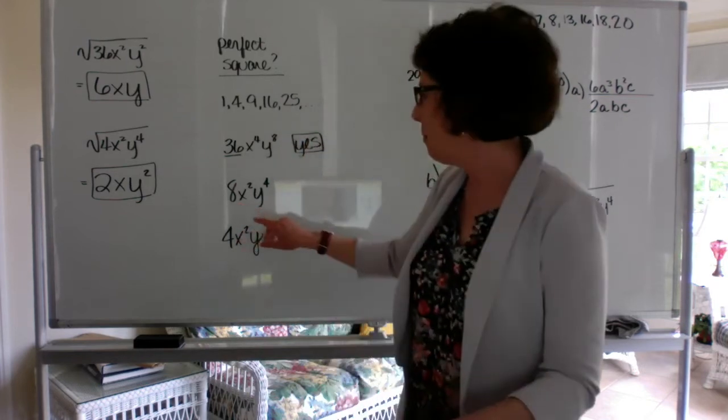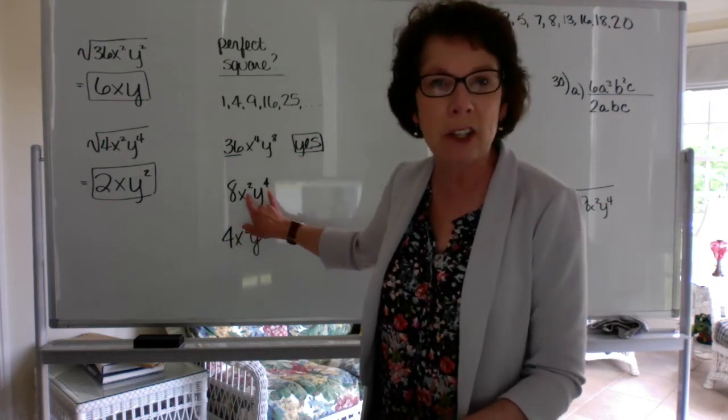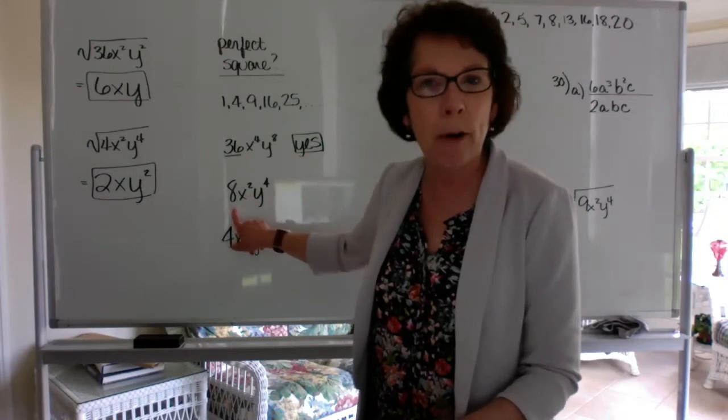Now let's look at the next one. Is this term a perfect square? Well, I've got even exponents. That's good, 2 and 4. But is 8 a perfect square?